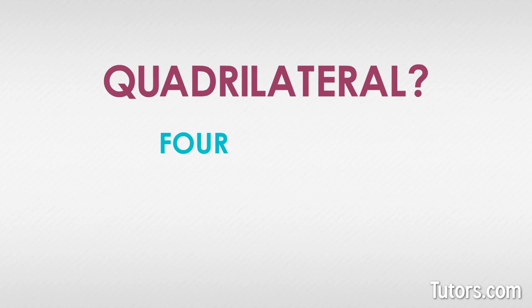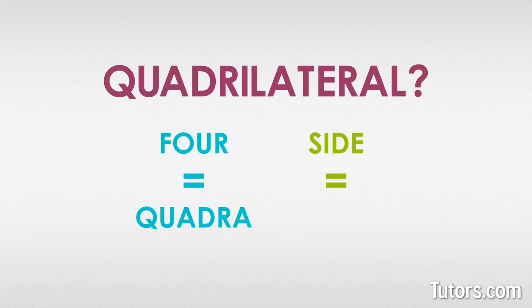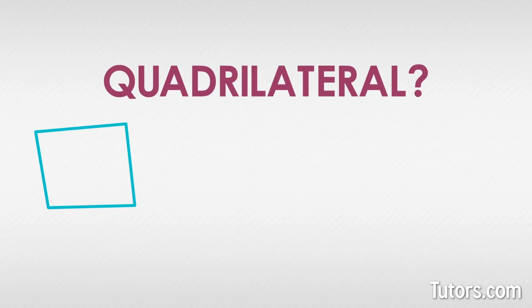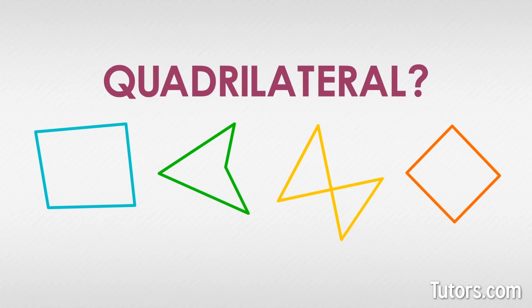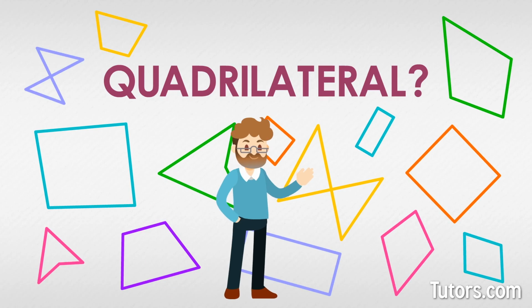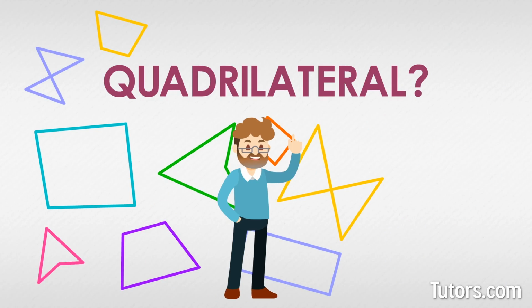Let's begin. What is a quadrilateral? Quadra equals four, lateral equals side. A quadrilateral is a plane figure made with 4 line segments closing in a space. The easiest, fastest way to learn about quadrilaterals is to build one yourself.